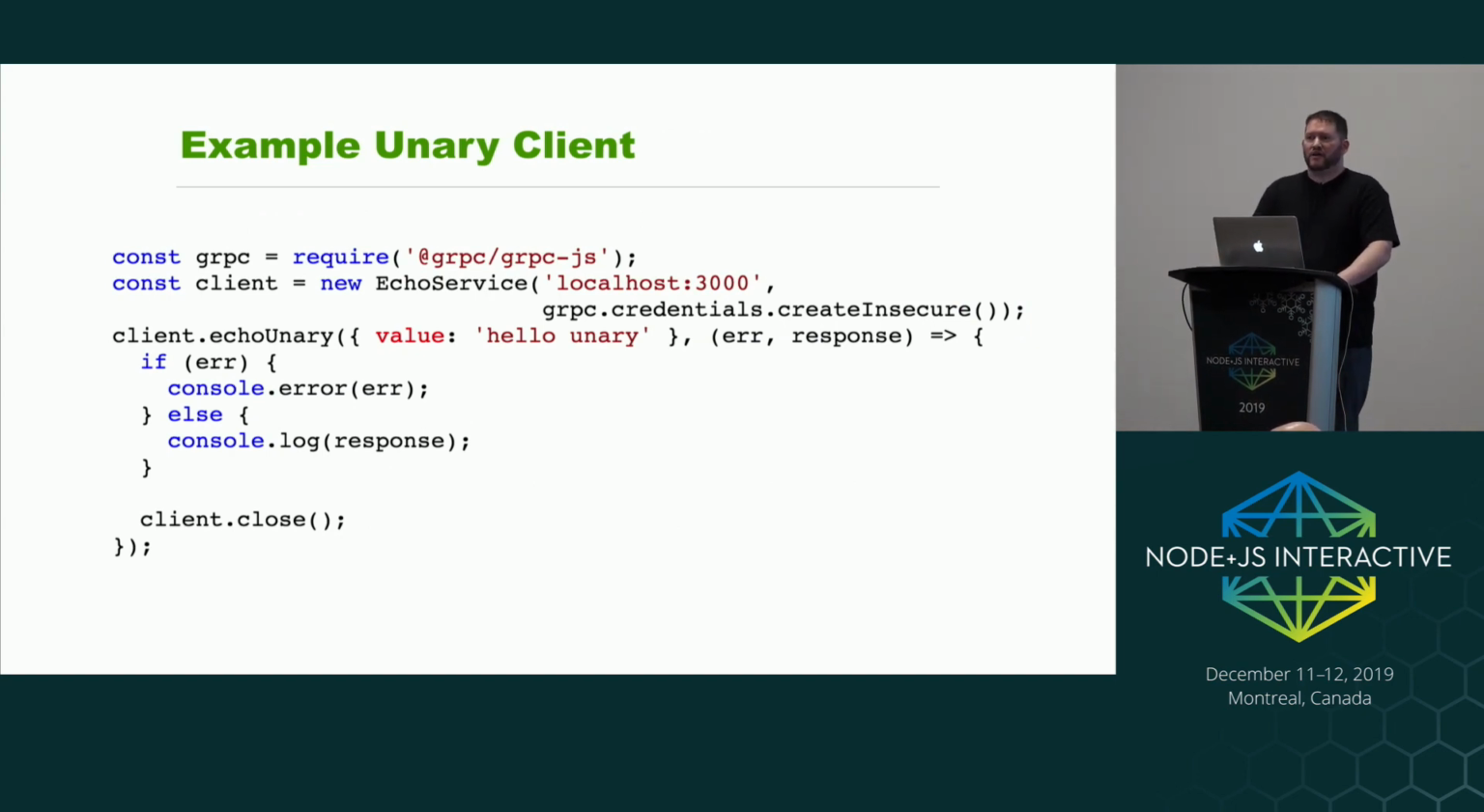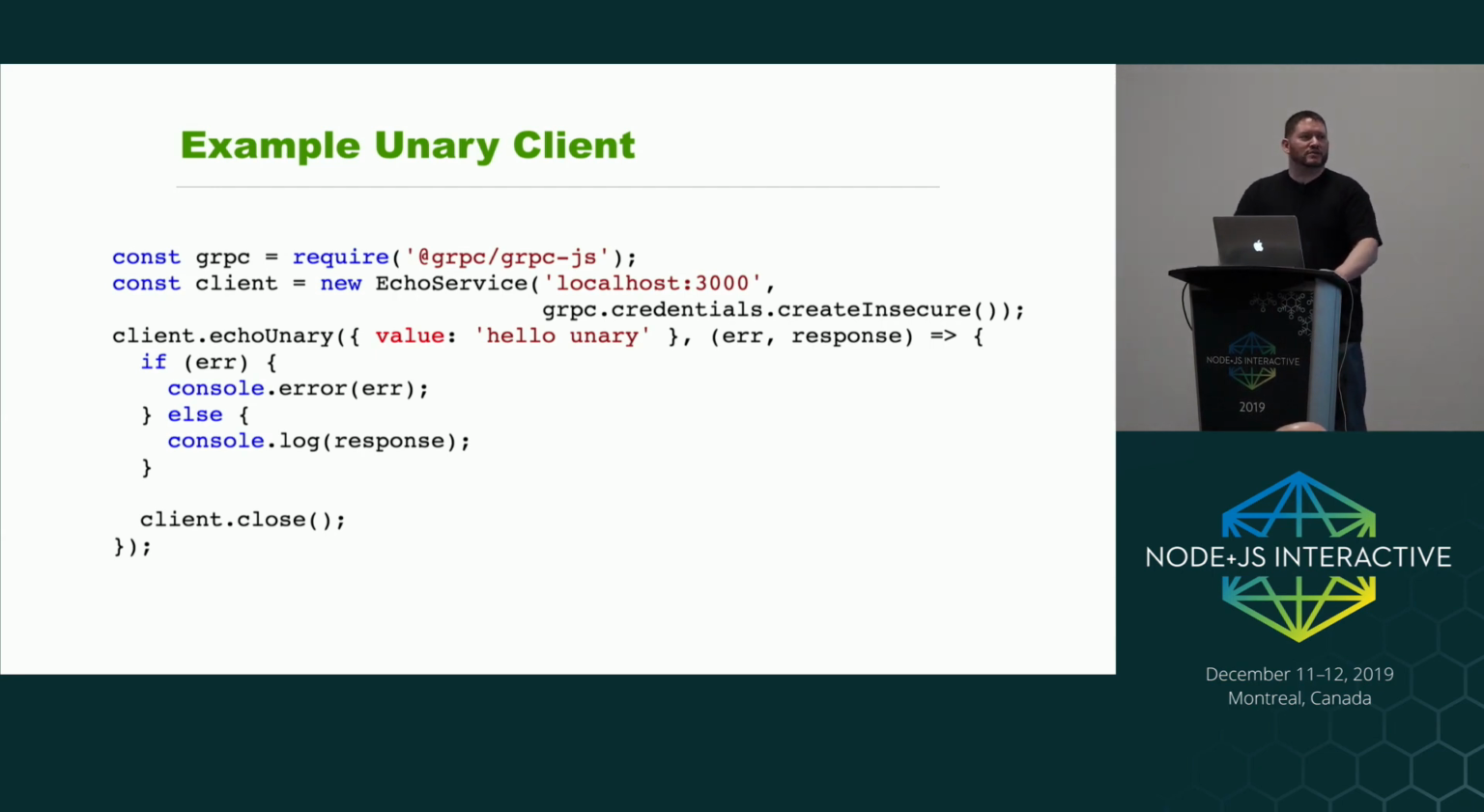So, an example of a Unary client. The very first line here, I'm just requiring gRPC-JS, and then creating a client. It's the new Echo service. If you remember back to the proto file that I showed earlier, that was the name of the service we were creating. It translates into the same thing in your JavaScript code. You pass in a host and port that you want to connect to, and then something called credentials. In this case, we're not going to be doing secure communication with a server, so we're using credentials.create_insecure, but there are also secure versions of these things.